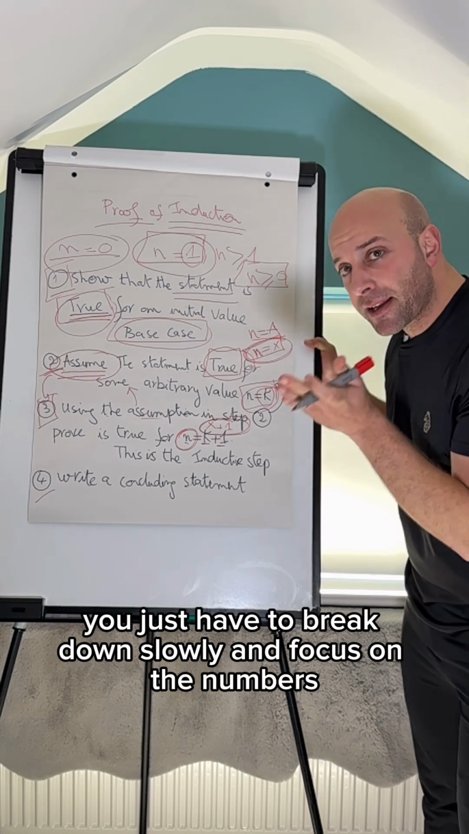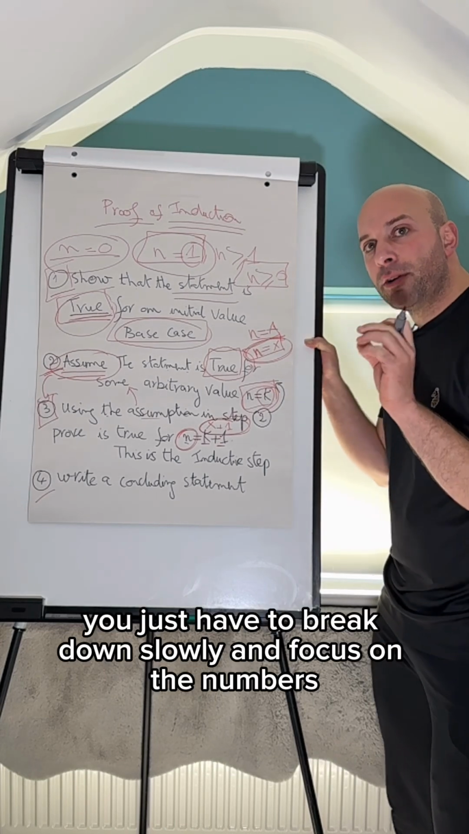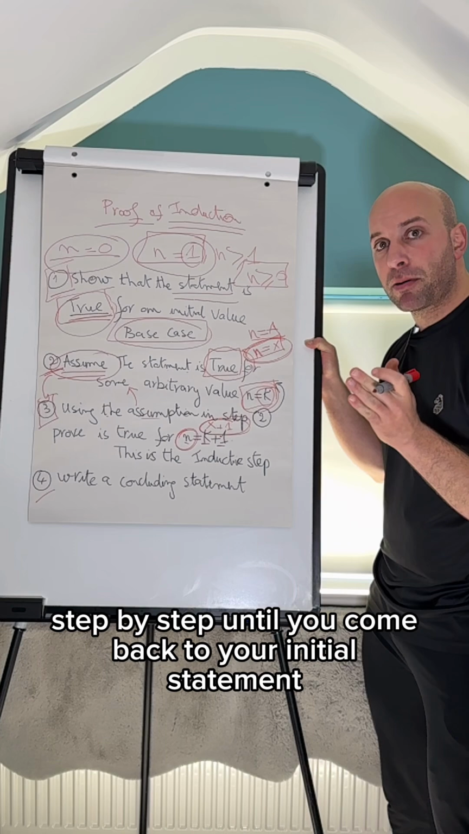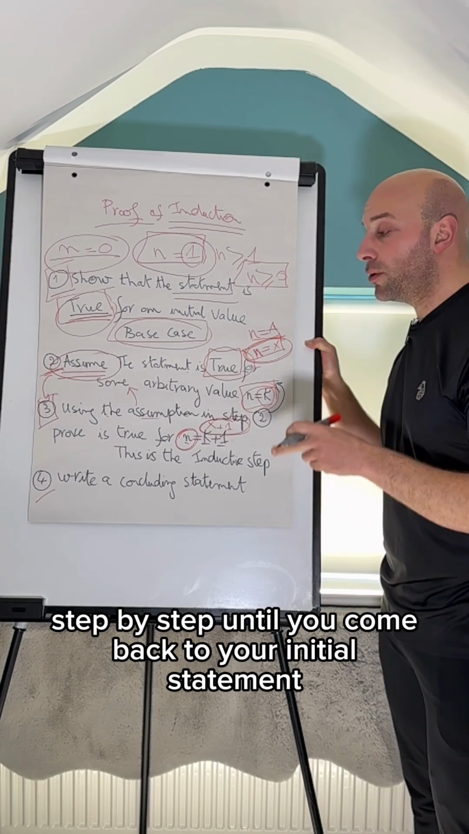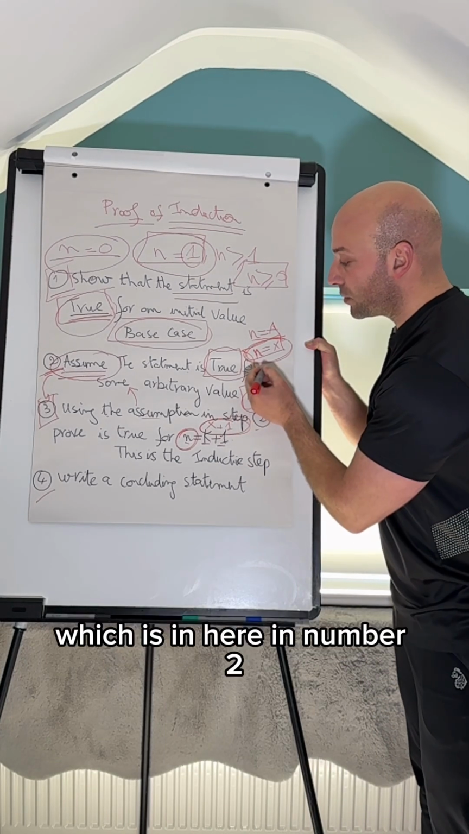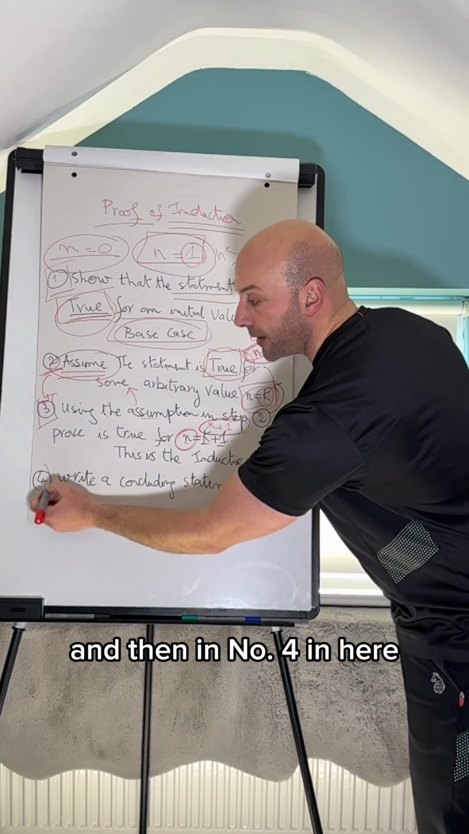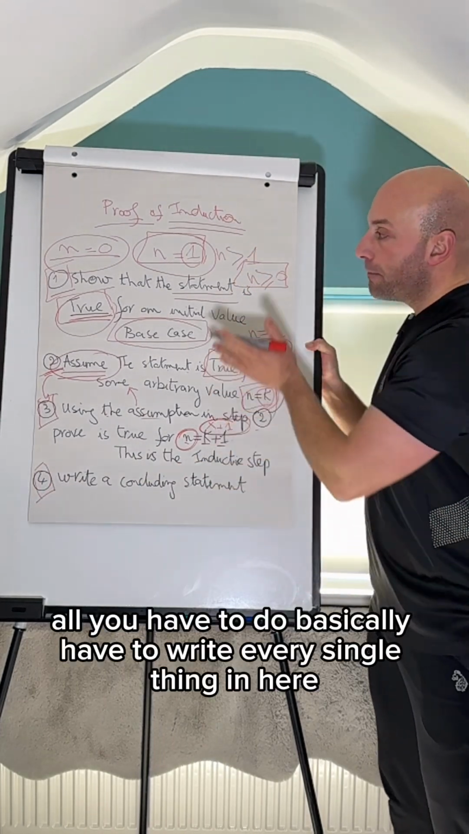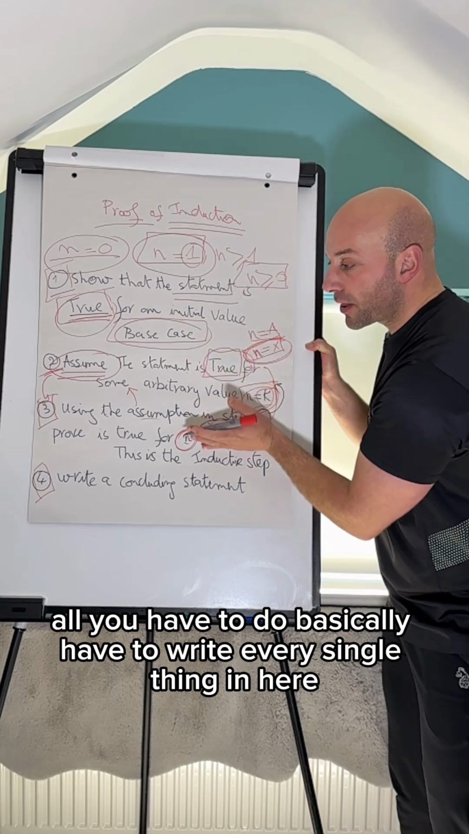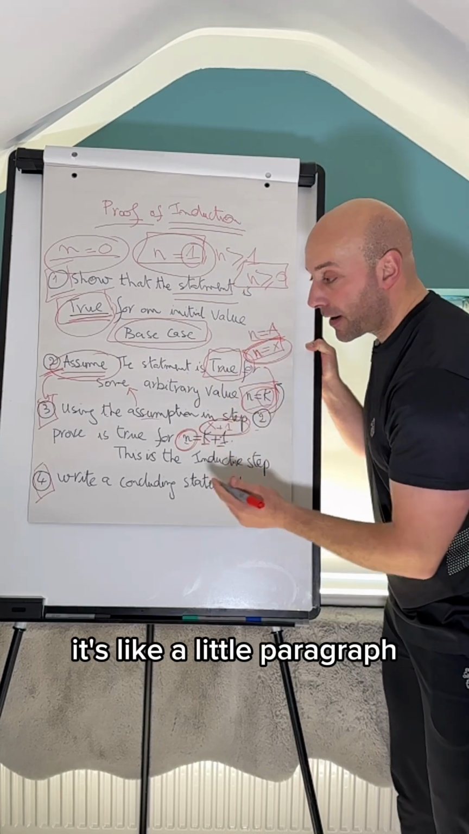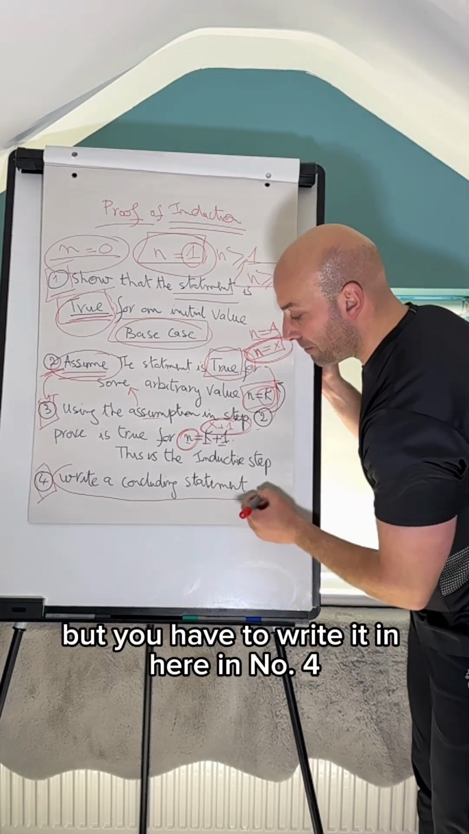You just have to break it down slowly and focus on the numbers. You have to break it down slow, step by step, until you come back to your initial statement, which is in here in number 2. And then in number 4 in here, basically you have to write every single thing in here.